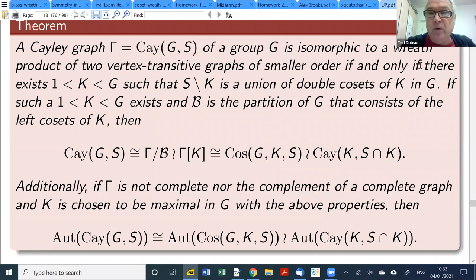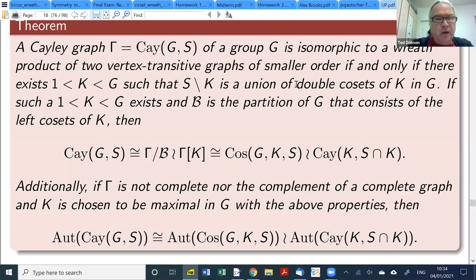And then there's an if and only if. And it's a similar type thing to the abelian case. You find a proper subgroup K of G that's non-trivial. You look at the connection set, take out the elements of K, and before we had a union of cosets of K, now we have a union of double cosets of K. So it's pretty much the same condition as before. Insert the word double.